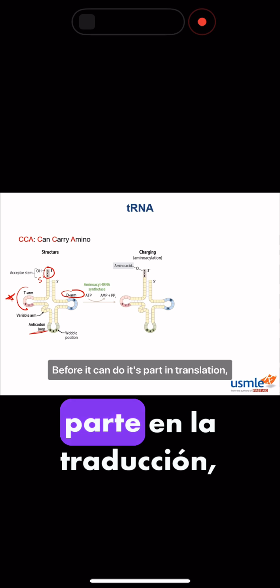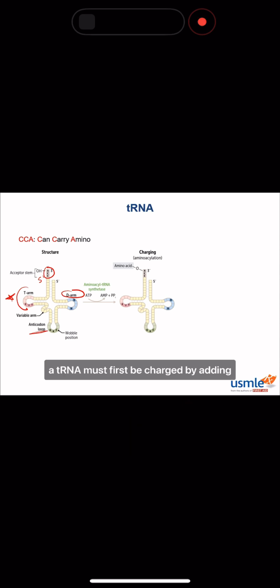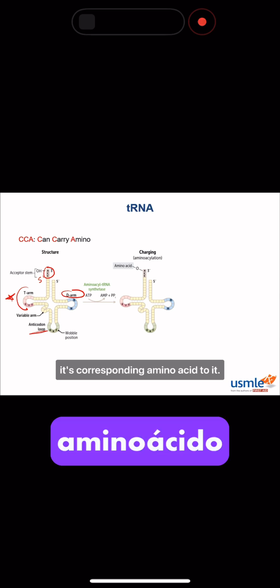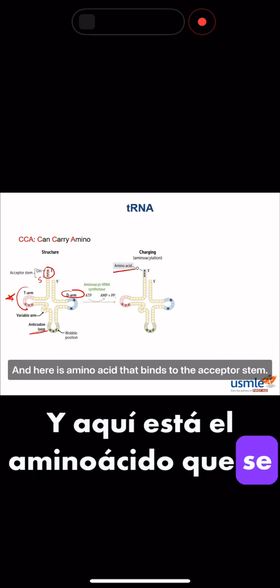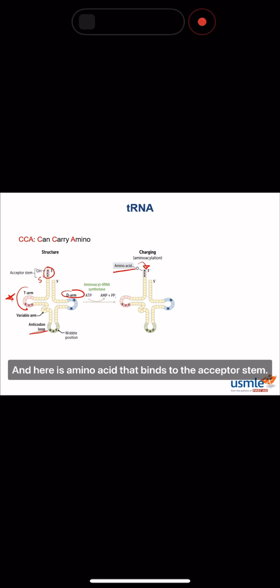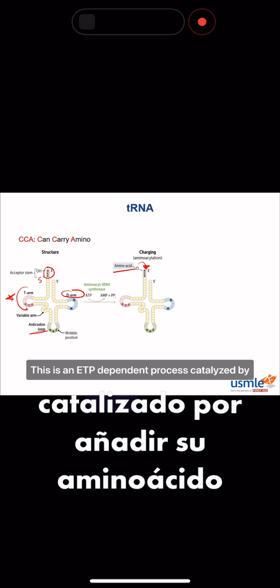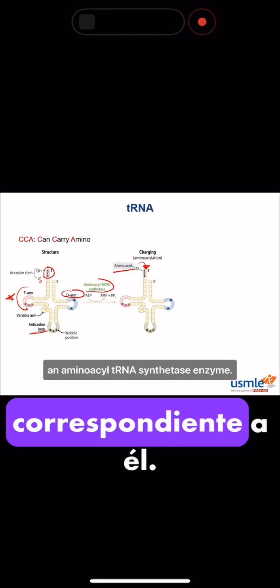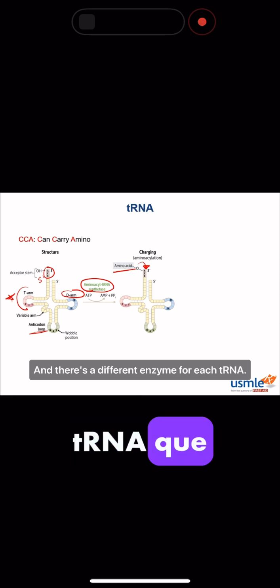Before it can do its part in translation, a tRNA must first be charged by adding its corresponding amino acid to it. And here is the amino acid that binds to the acceptor stem. This is an ATP-dependent process catalyzed by an aminoacyl tRNA synthetase enzyme. And there's a different enzyme for each tRNA.